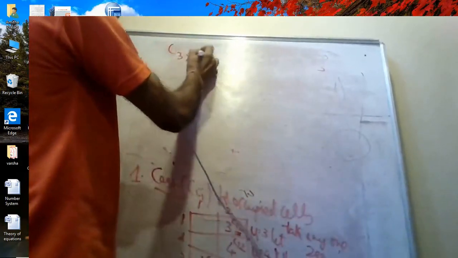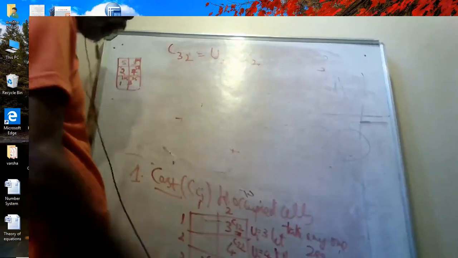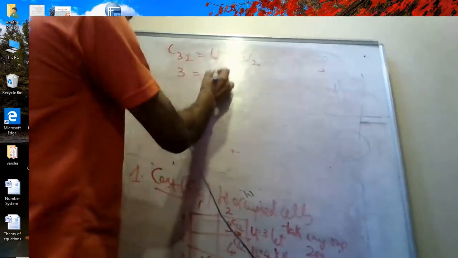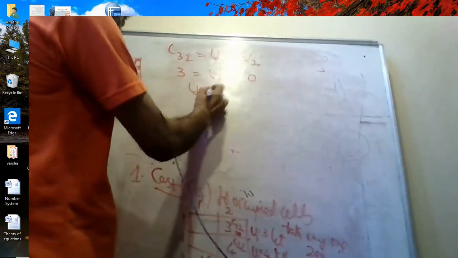Next. C32. U3 plus V2. Okay. So 3 is equal to U3 you don't know, V2 is 0. So U3 is 3.